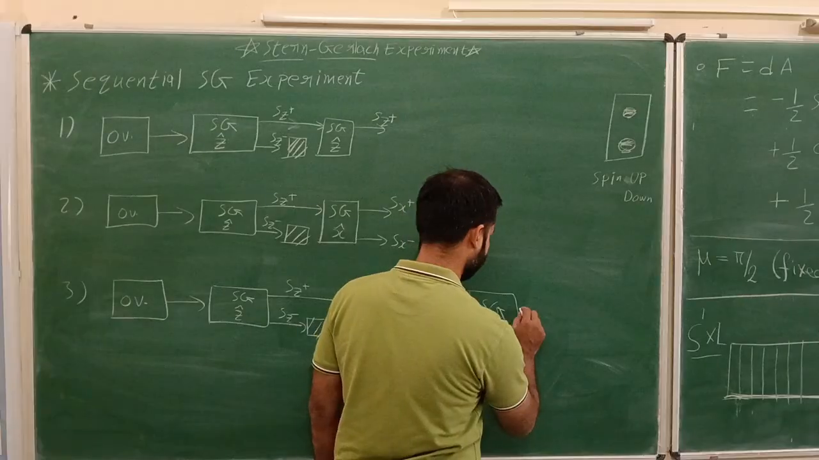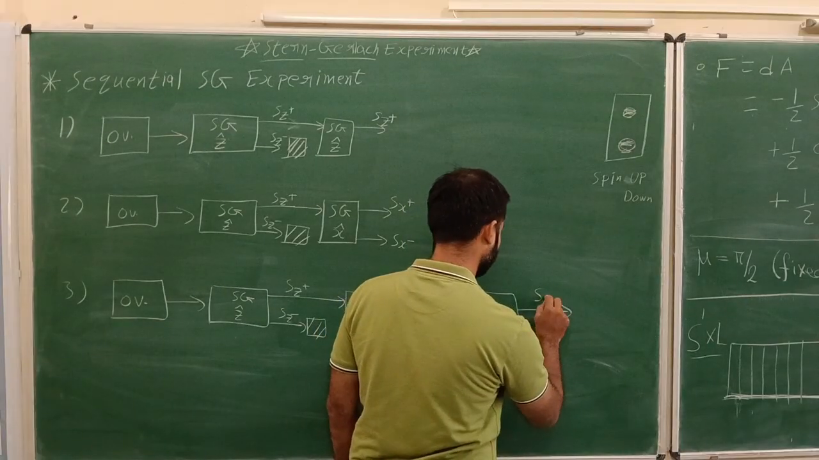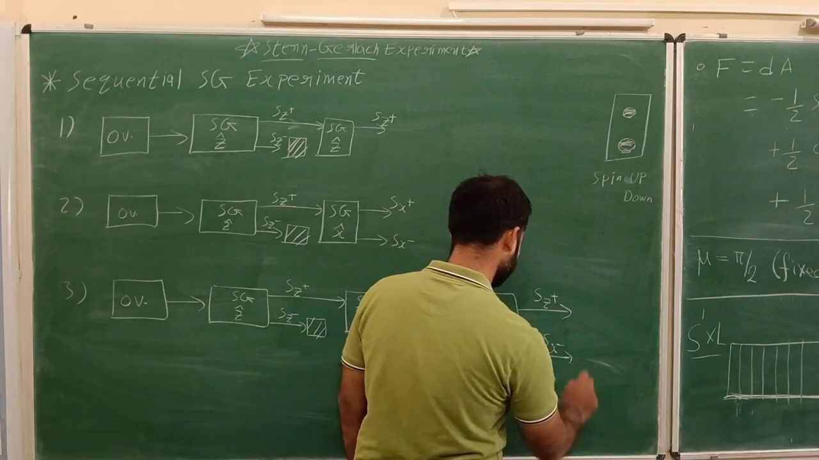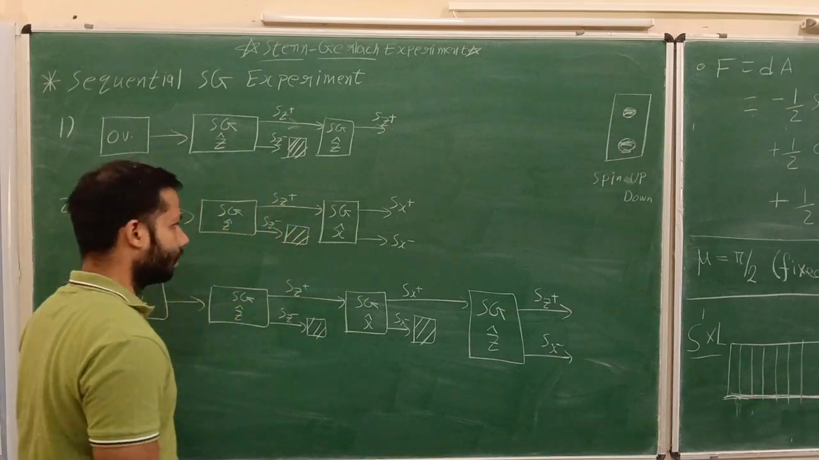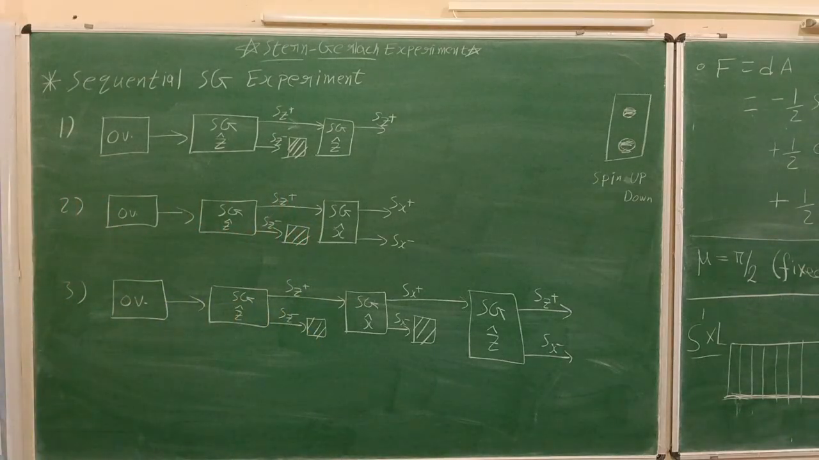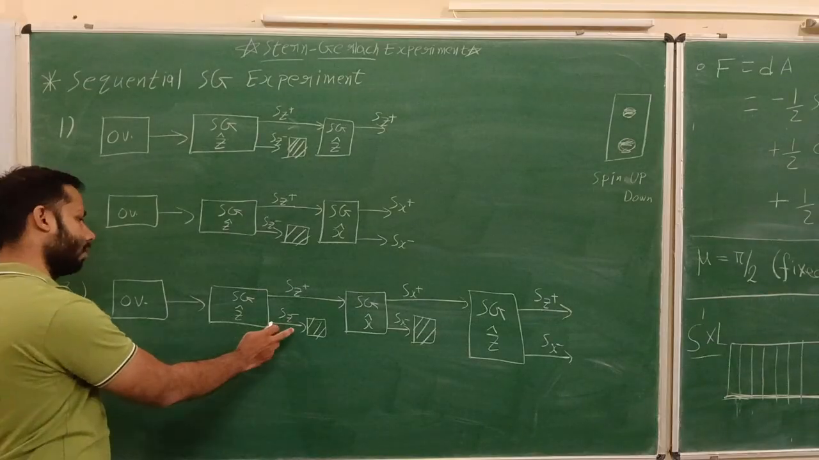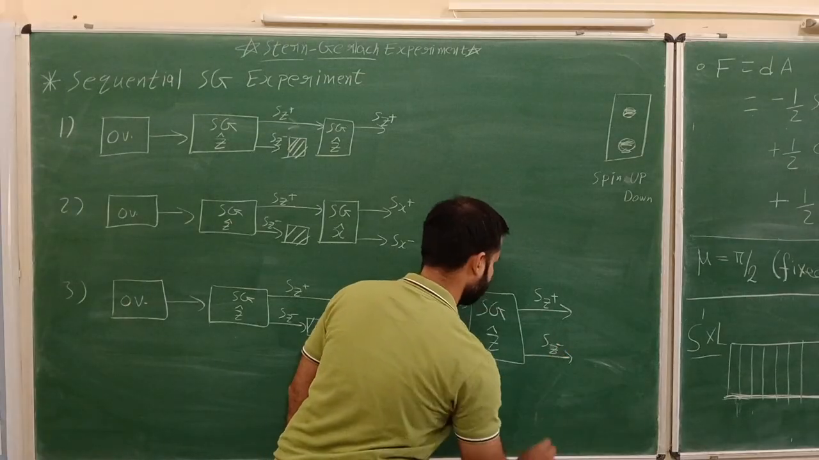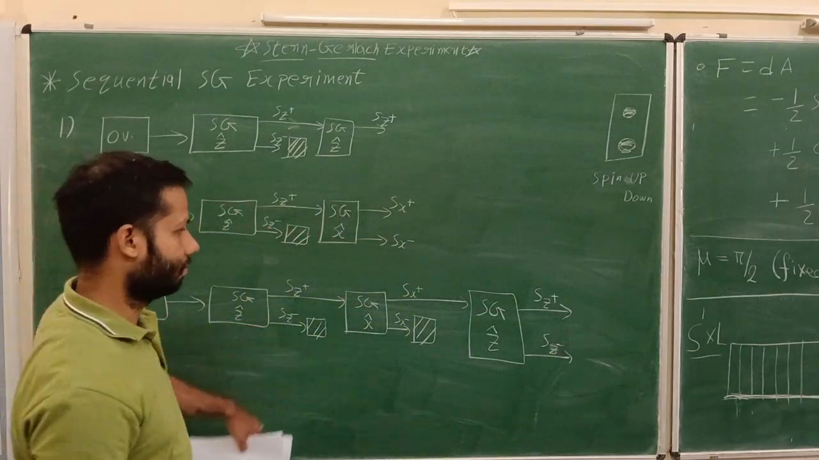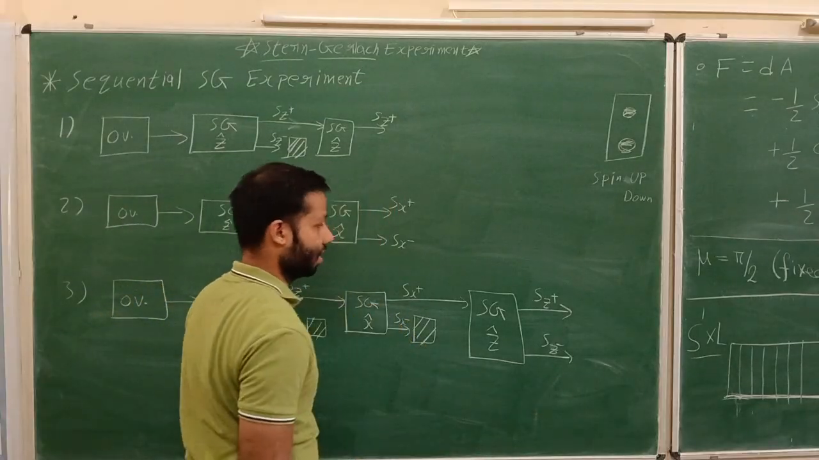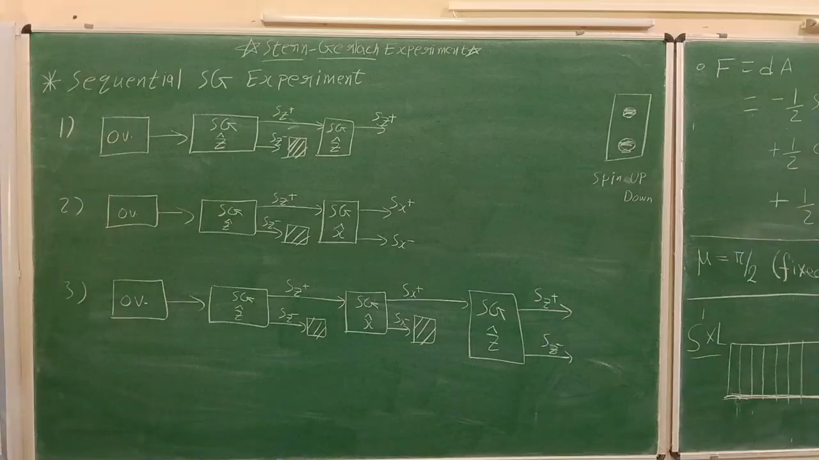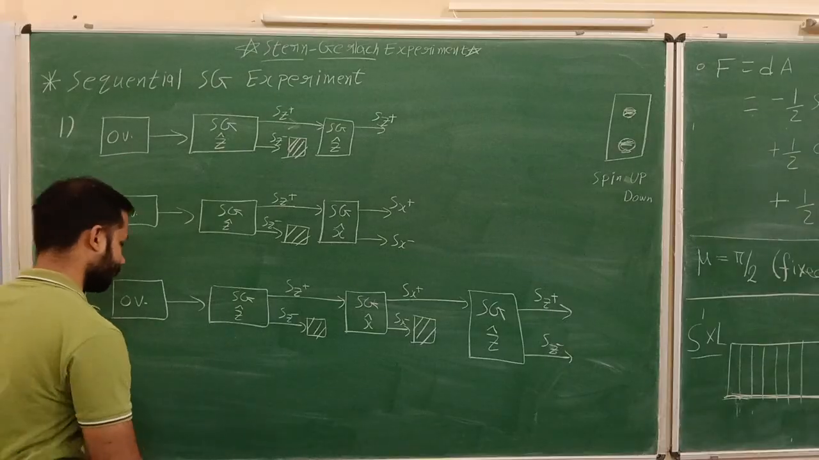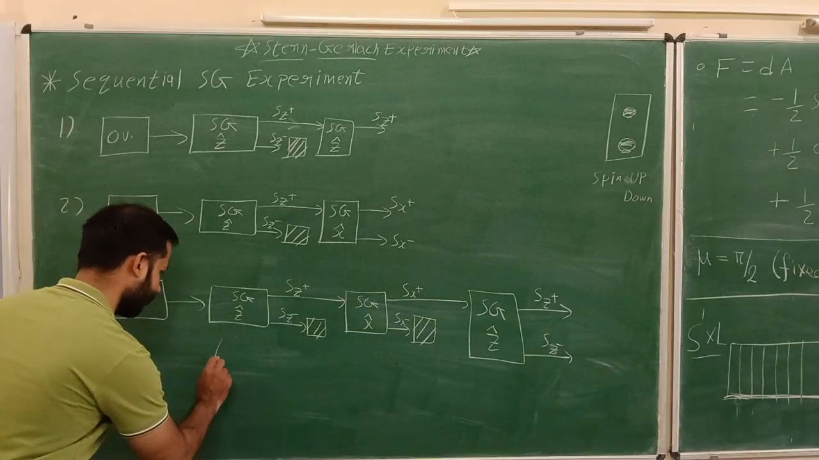But in the experiment, both were observed. And this was a very shocking experimental result: even though previously we blocked SZ minus beams, how come SZ minus states are appearing again? So this was the most fundamental result of quantum mechanics. Why was it different from classical mechanics?